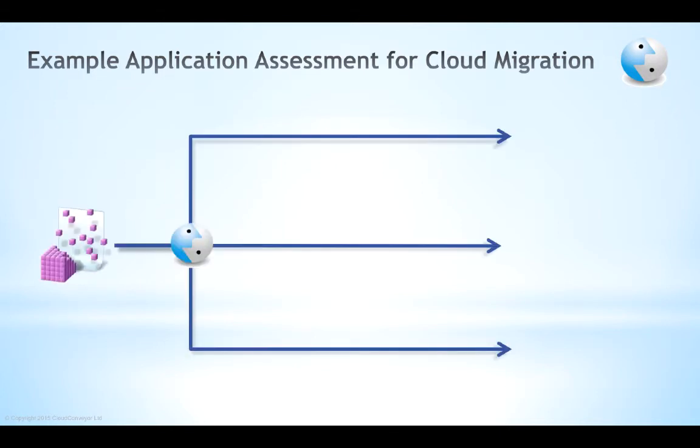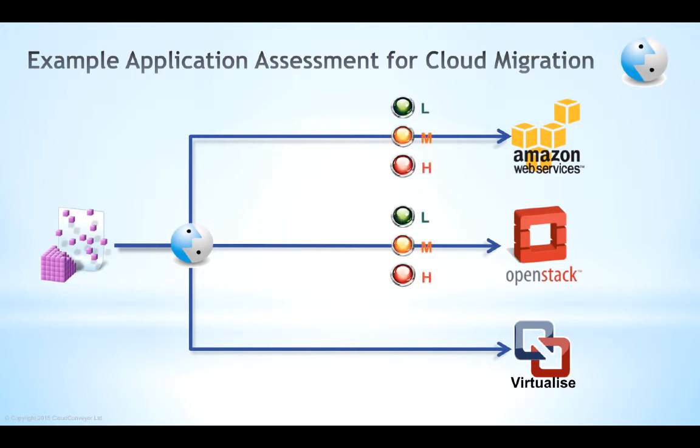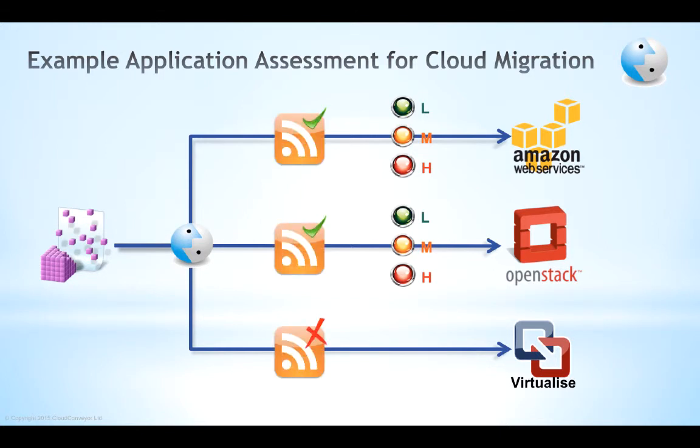This example application assessment is based on a CloudConveyor engagement with one of our customers, but has been simplified to better demonstrate the process. In this engagement, the decision engine is used to determine suitable cloud platform targets: public Amazon Web Services, a private OpenStack based cloud, or to simply consider virtualization to the existing VMware estate. Where an application can migrate to a cloud destination, a high, medium or low complexity is calculated. Applications that cannot take advantage of cloud benefits will only be considered for virtualization.